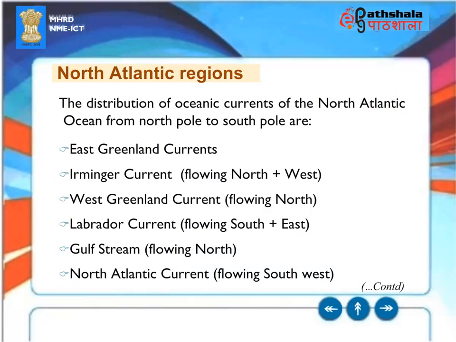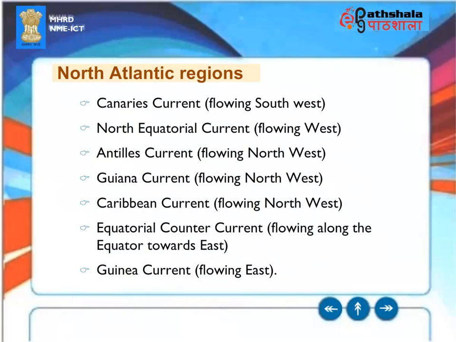North Atlantic regions. The distribution of oceanic currents of the North Atlantic Ocean from North Pole to South Pole are: East Greenland current, Irminger current flowing north plus west, West Greenland current flowing north, Labrador current flowing south plus east, Gulf Stream flowing north, North Atlantic current flowing southwest, Canaries current flowing southwest, North Equatorial current flowing west, Antilles current flowing northwest, Guyana current flowing northwest, Caribbean current flowing northwest, Equatorial countercurrent flowing along the equator towards east, and Guinea current flowing east.